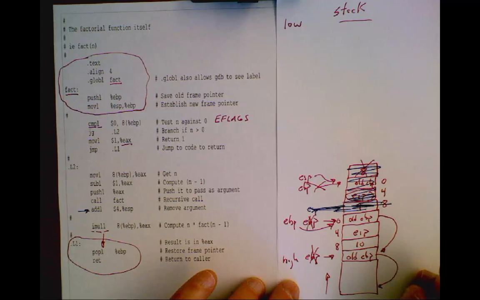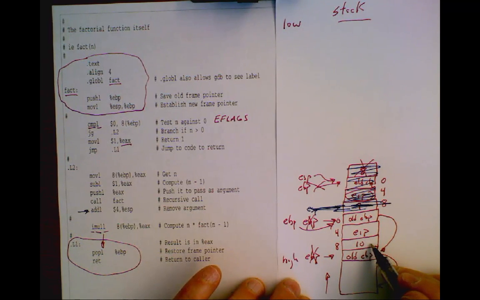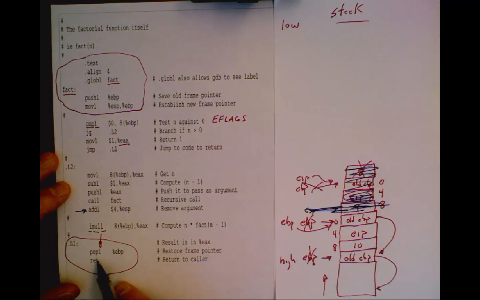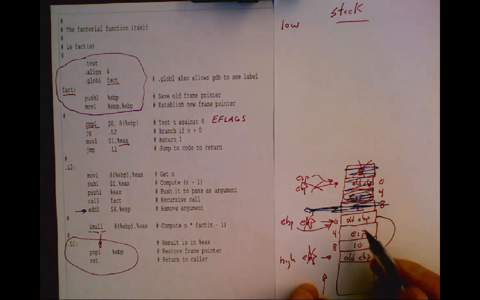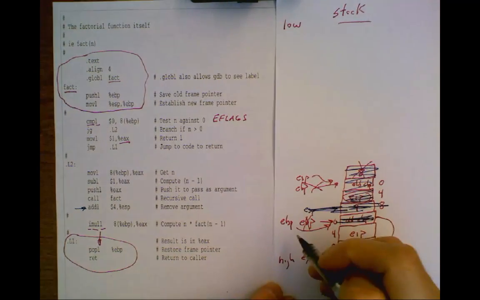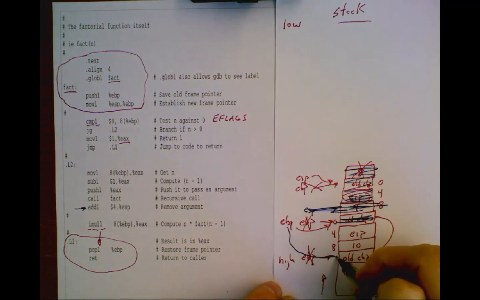I multiply, which picks up the 10 and multiplies it by EAX, which is factorial of 9, and puts that back in EAX. Okay, and then I fall out into the pop long instruction. The pop long instruction is going to get rid of this, and it's going to make EBP point down here again.